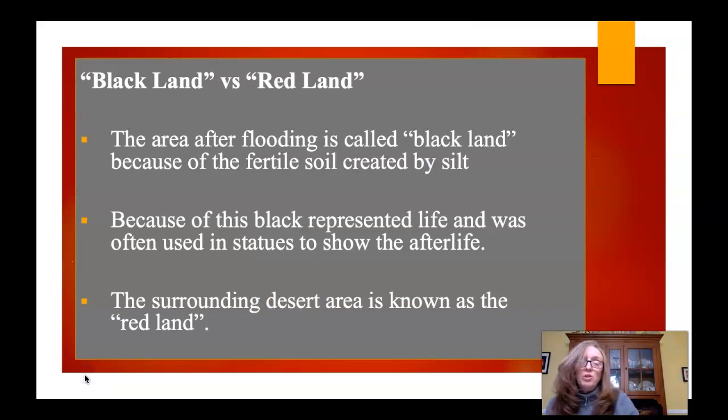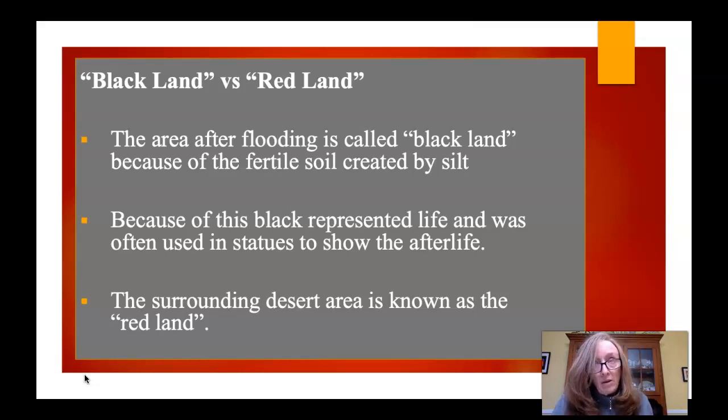So the ancient Egyptians divided the land into black land and red land. The area where the flooding occurred, where that rich black soil came, that was brought in and created by silt, that was known as the black land. And because of how fertile the land was, black then becomes synonymous with life, and it's going to be used in Egyptian art to represent life and especially afterlife.